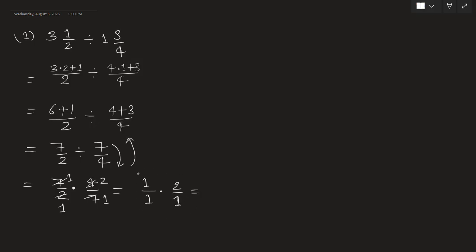So how do we multiply these fractions? We multiply the fractions by multiplying the denominators with the denominators and the numerators with the numerators. So 1 multiplied by 2 becomes 2, and 1 multiplied by 1 gives us 1. So it is equal to 2, because when the denominator is 1, it doesn't change anything. We can rewrite it as 2. So the 2 is our final answer.